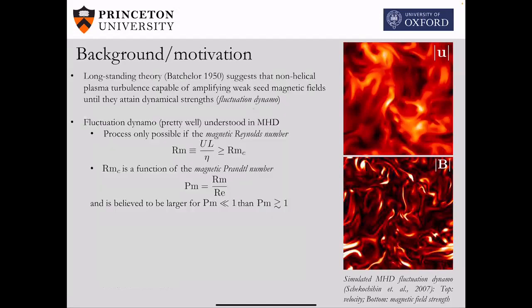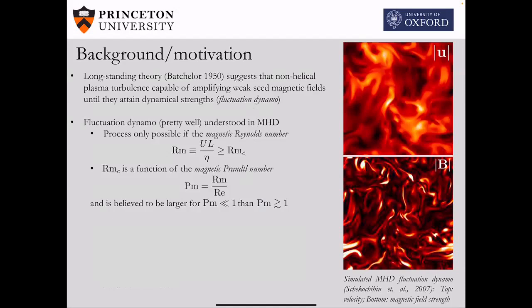The critical value of the magnetic Reynolds number is known to be a function of the magnetic Prandtl number, defined as the ratio of the magnetic Reynolds number to the fluid Reynolds number, and is generally believed to be larger for the low Prandtl number regime than for the order unity or high Prandtl number regime.